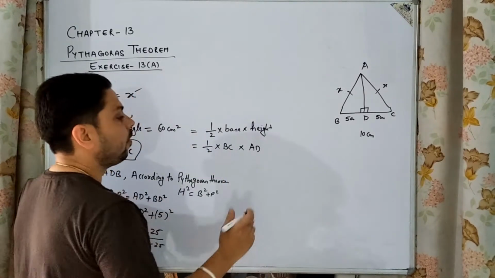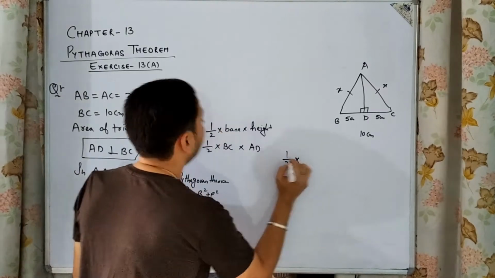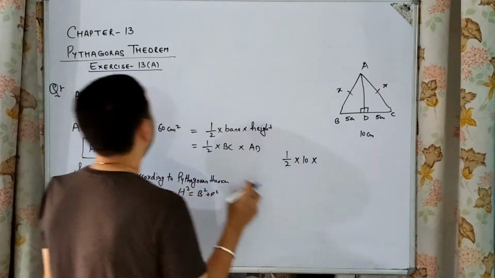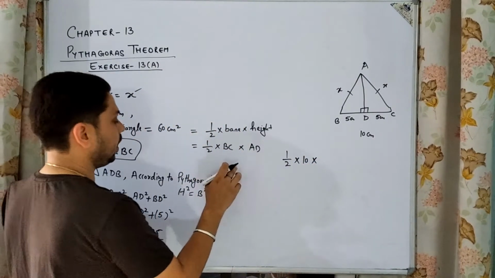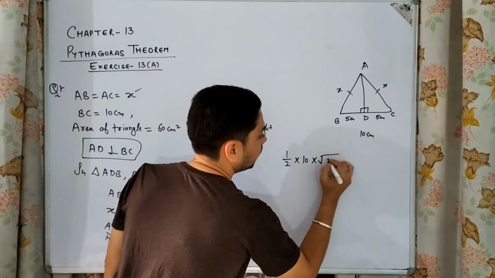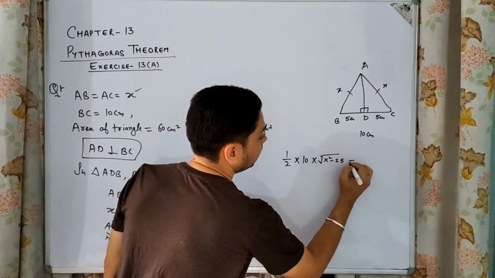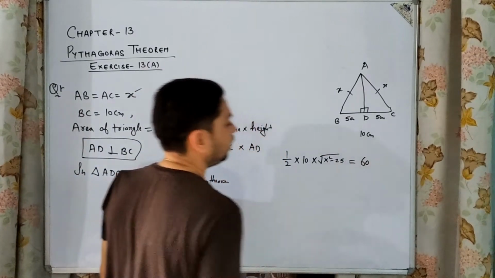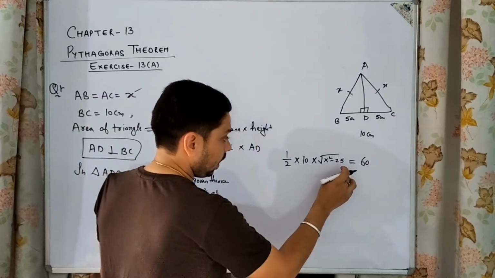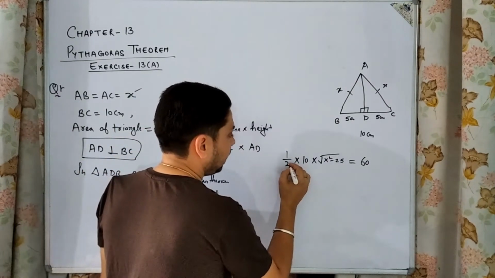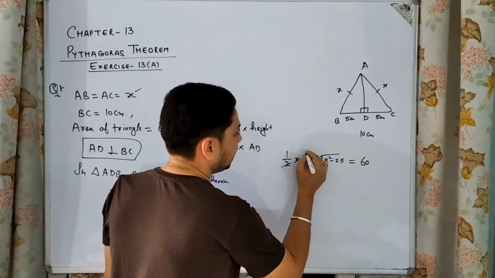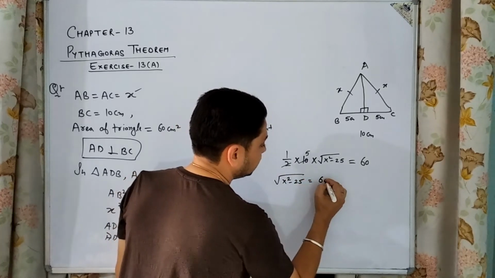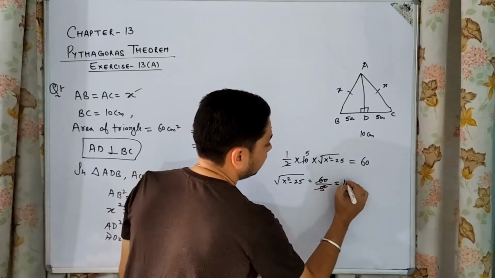Okay, what we will have? We will have 1 by 2 into, what is BC? BC is your 10 centimeter multiplied by, what is AD? AD is your square root of x square minus 25. This is equal to, what is area of triangle? Area of triangle is 60 centimeter square. Okay, now cross multiply or cancel the term, it will give you square root of x square minus 25 equal to 60 upon 5, this is equal to 12 here.